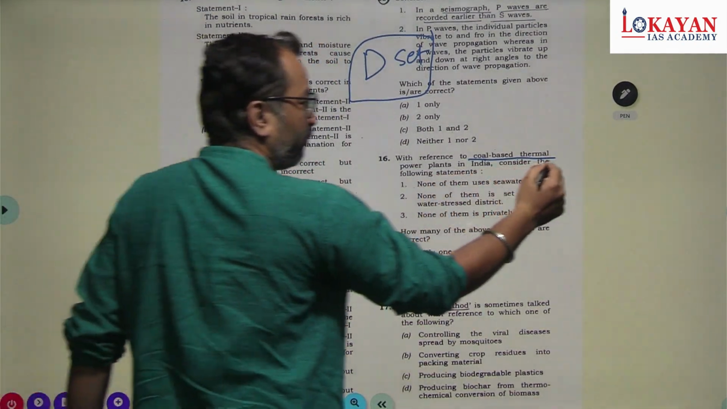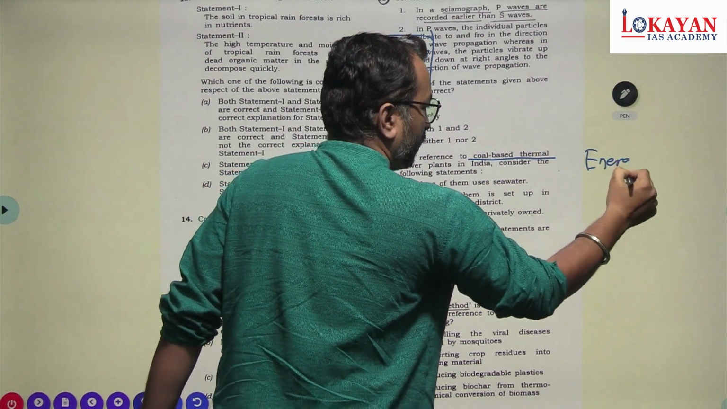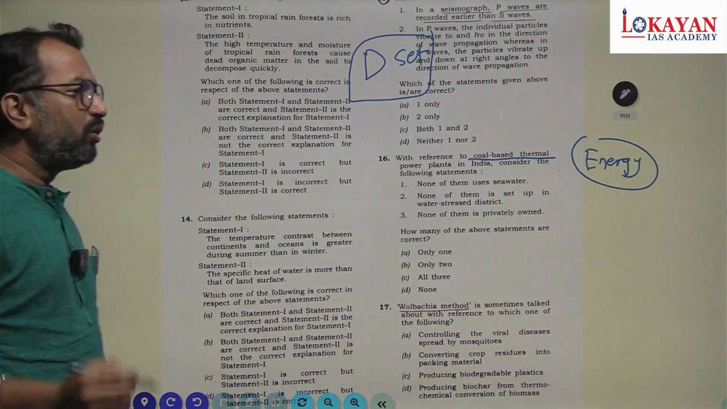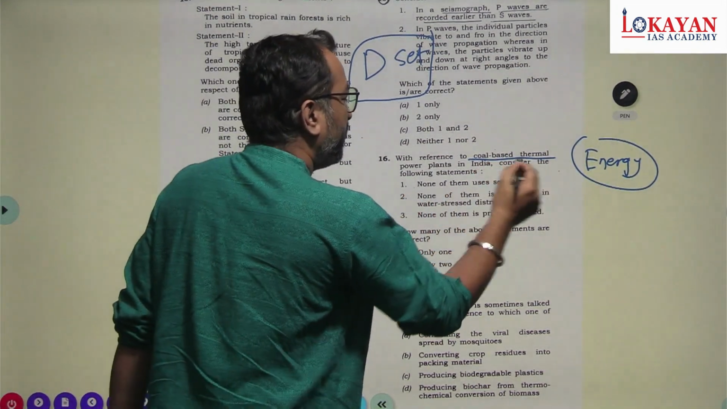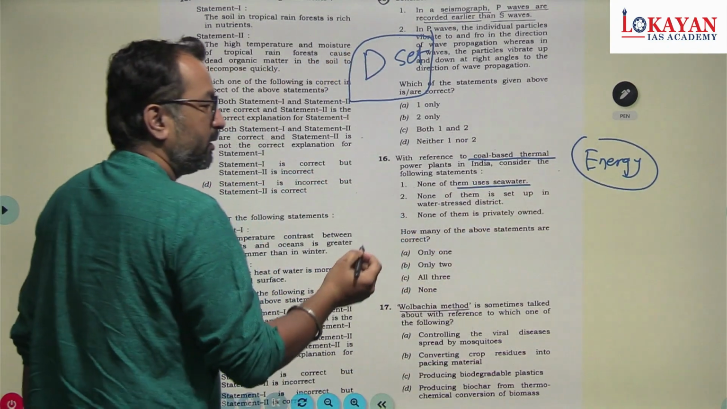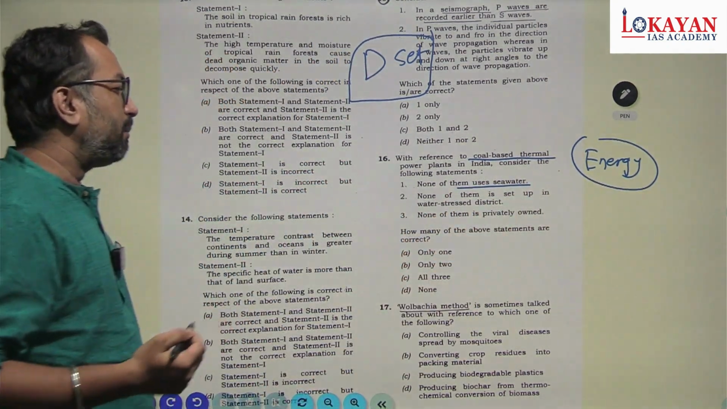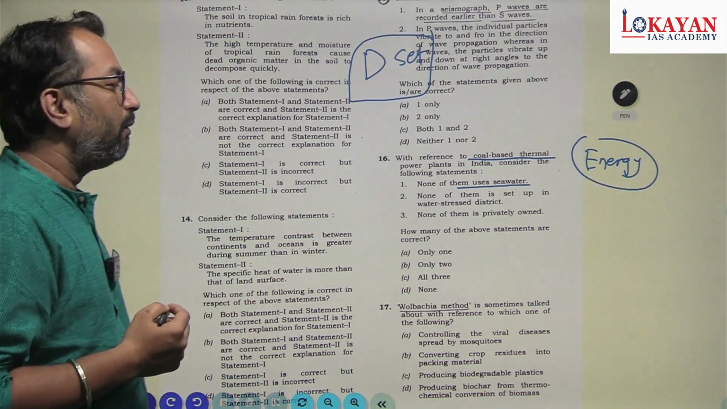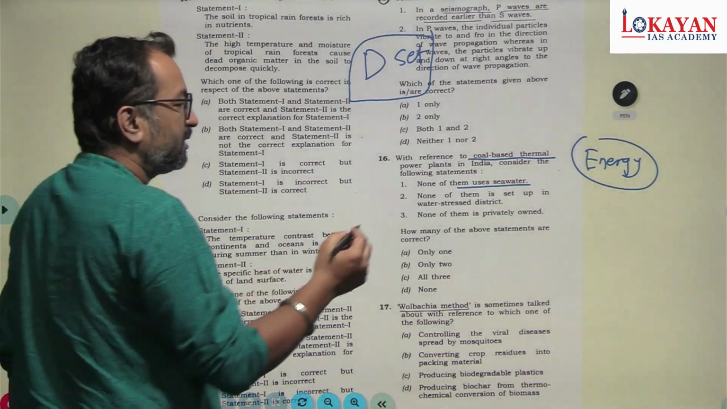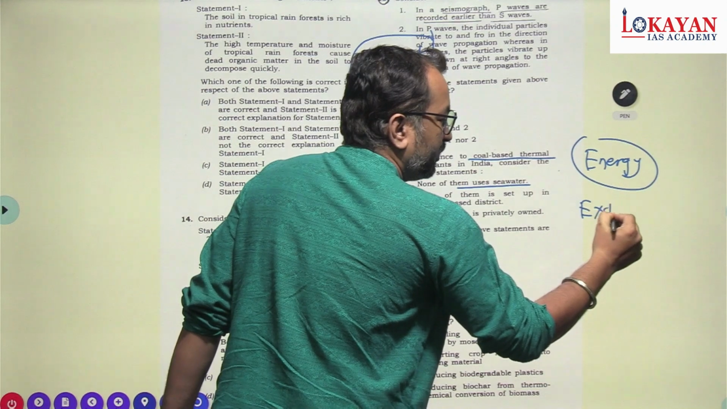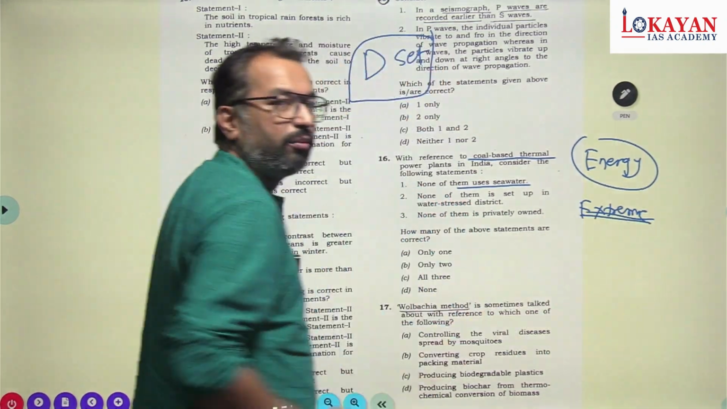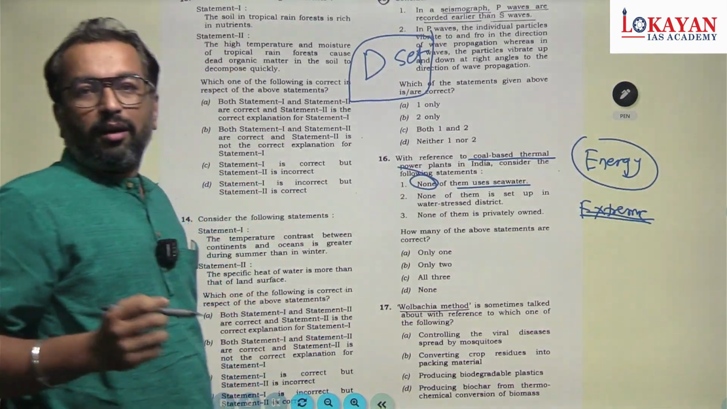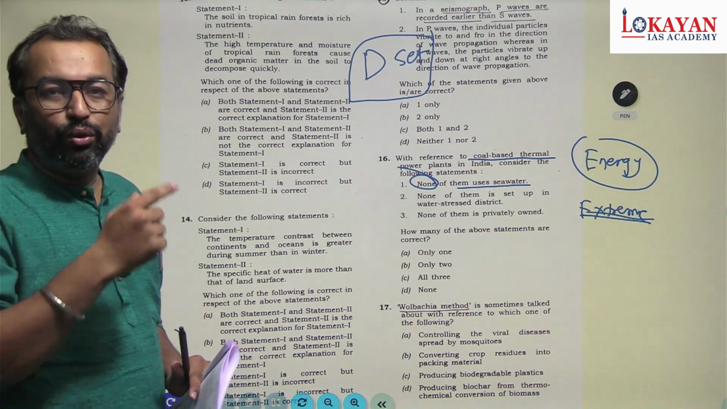So this question was from the energy section. The first statement is, none of the coal-based thermal power plants uses seawater. The second statement is, none of them is set up in a water-stressed district. And the third statement is, none of them is privately owned. Now see, these are extreme statements. Always be aware of the extremities of the statements. When they say none, give a little more attention to those statements.